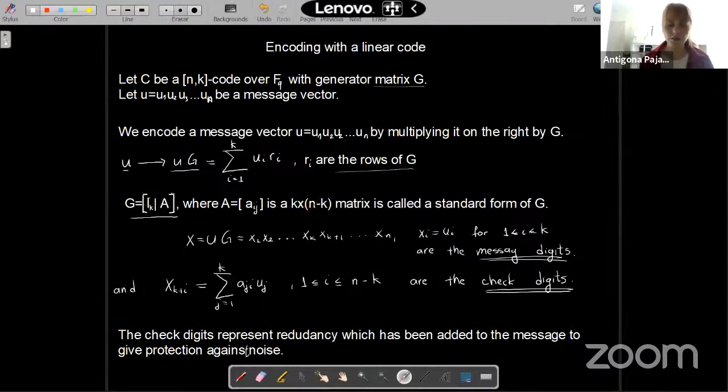Why is this easier? Because now, when we multiply U by G, the first K digits will be the message digits, and from x_{k+1} to x_n will be the check digits. These check digits represent redundancy, which has been added to the message to give protection against the noise.